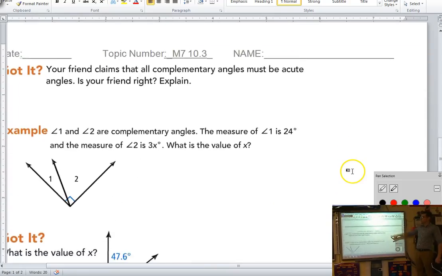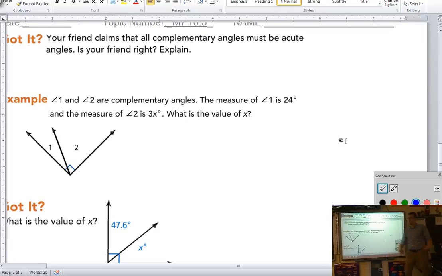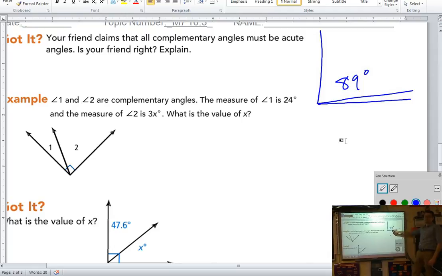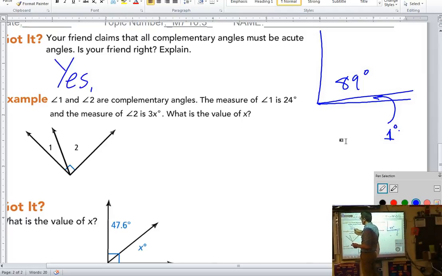So let's talk about the situation that would be the biggest possible angle and its pair. 89. So if we're going to use integers, I could have an 89 degree angle, and then this is a 1 degree angle, which you cannot easily draw. It's very, very hard. I mean, you can, but I can't, not up here. You'd have to have a big piece of paper. Are these both acute? Yes. So is your friend true? Yes. Your friend knows what they're talking about.